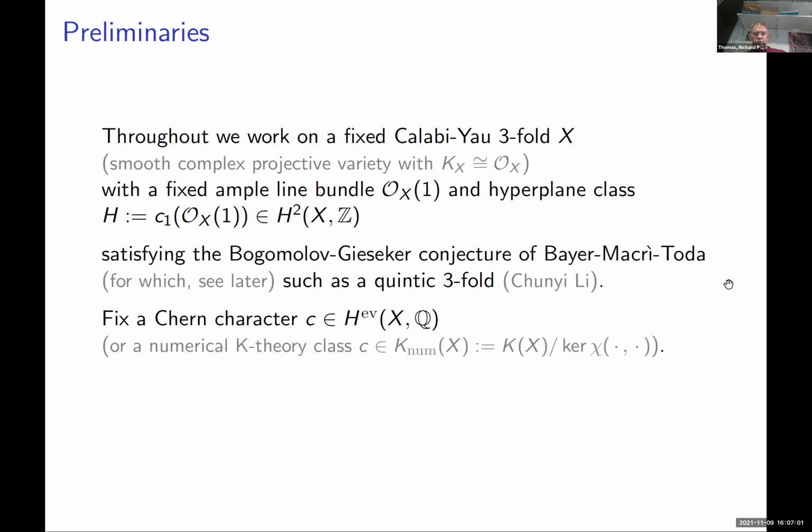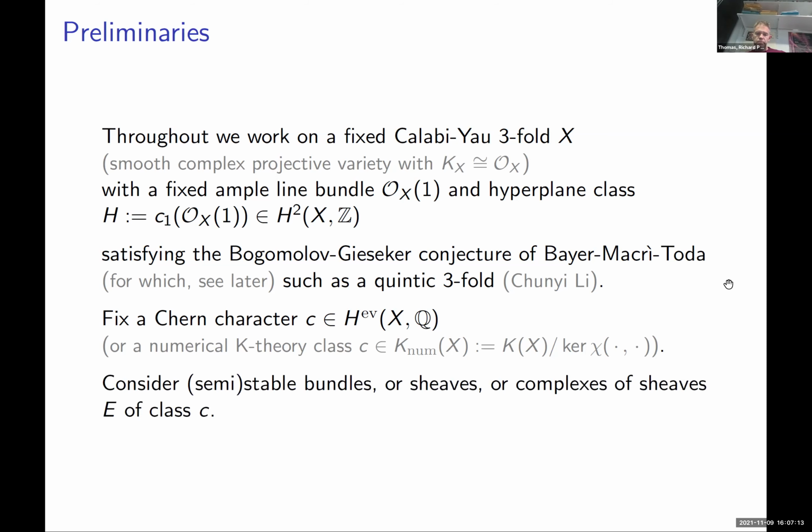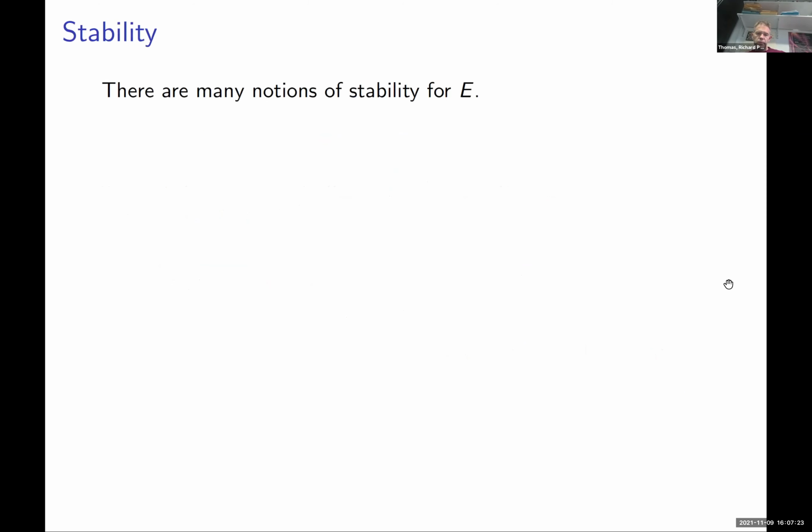And more preliminaries, I'm going to fix a Chern character throughout, or a numerical K-theory class. So this is going to be the topological class of my sheaves that I'm going to count. And I'm going to count semi-stable or stable bundles or sheaves or complexes of sheaves in this class. And that's what DT theory does.